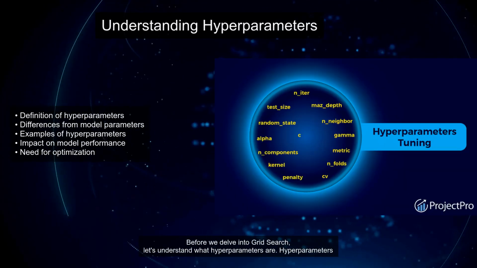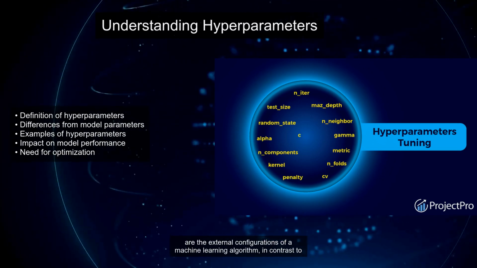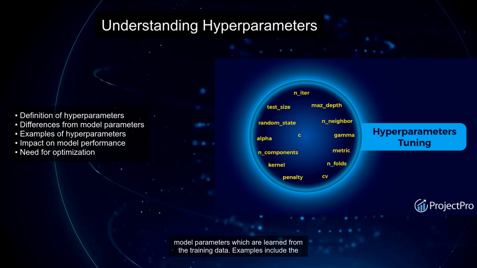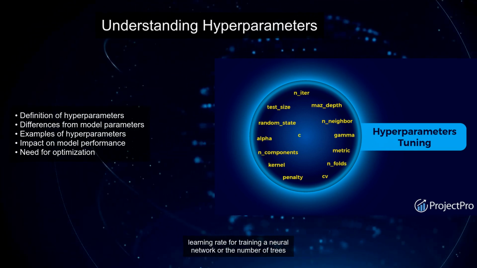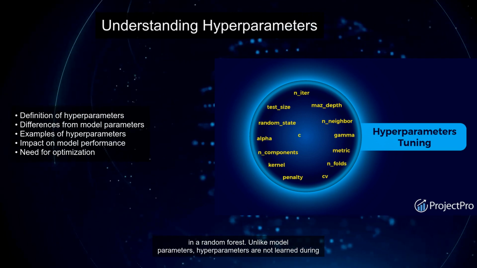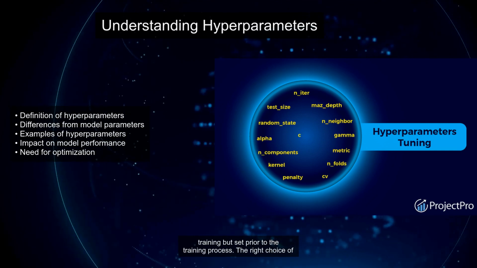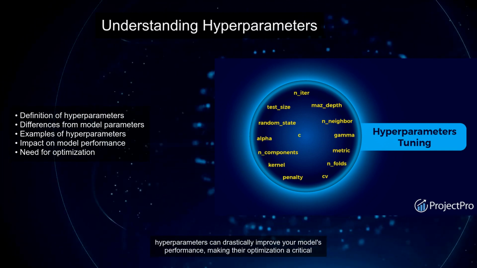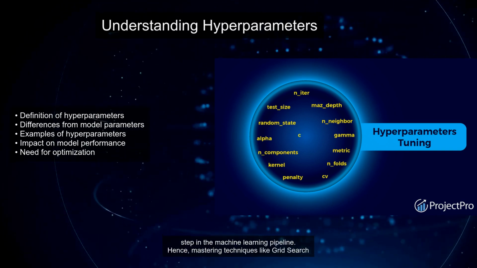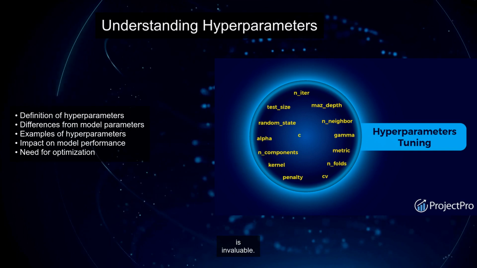Before we delve into grid search, let's understand what hyperparameters are. Hyperparameters are the external configurations of a machine learning algorithm, in contrast to model parameters which are learned from the training data. Examples include the learning rate for training a neural network or the number of trees in a random forest. Unlike model parameters, hyperparameters are not learned during training but set prior to the training process. The right choice of hyperparameters can drastically improve your model's performance, making their optimization a critical step in the machine learning pipeline. Hence, mastering techniques like grid search is invaluable.